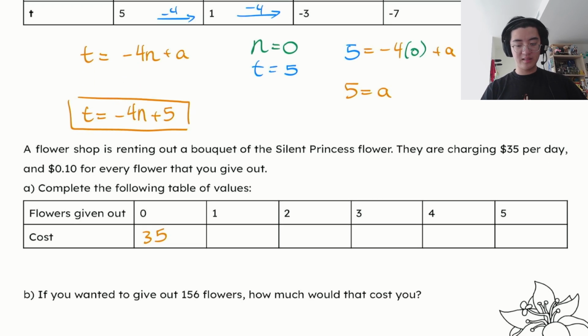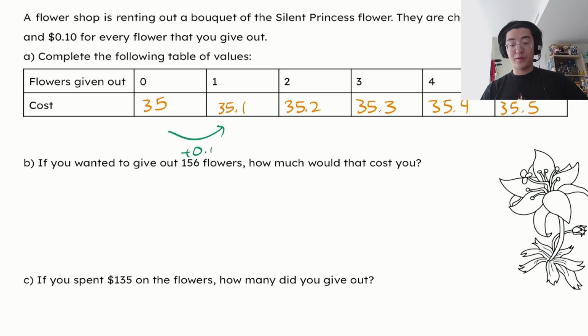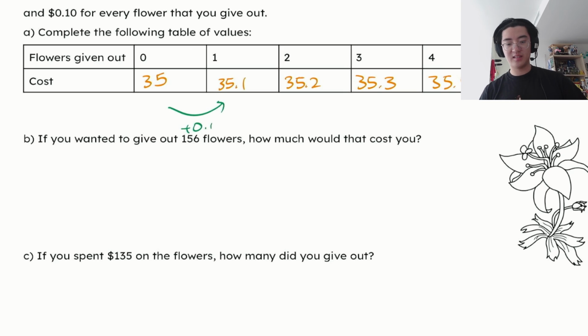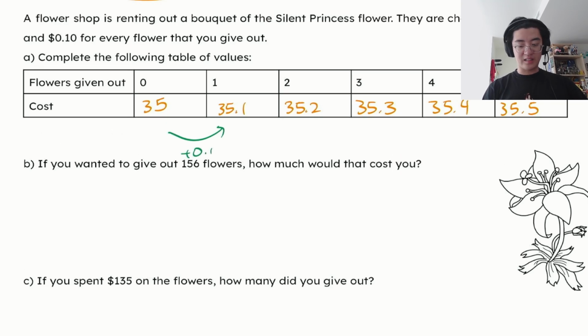And if we give out one flower, we just add $0.1 to it. 35.1. And then for each subsequent flower, it's just 10 cents. Just like that. Now if we want to give out 156 flowers, how much would that cost us? When we see a big number like this, we can always just find an equation first. Once again, we know that it is the difference. It's going up by 0.1 each time, so it's going to be 0.1n plus a number that we don't know.